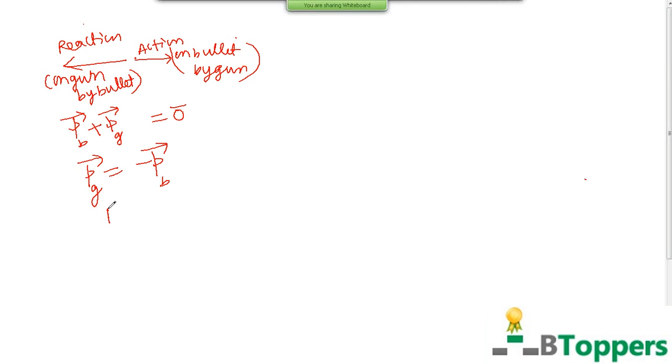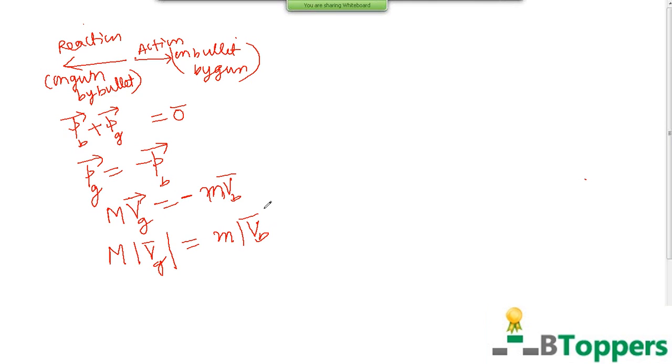The momentum of recoil of the gun is equal to the mass of the gun times the velocity of recoil of the gun. The momentum of the bullet can be written as the mass of the bullet times the velocity of the bullet. VB bar is the velocity of the bullet just after firing. Small m is the mass of the bullet. Capital M is the mass of the gun. VG bar is the velocity of recoil of the gun just after firing. The negative sign indicates that the velocity of recoil of the gun is opposite to the velocity of the bullet. So if you consider only magnitudes, the mass of the gun times the magnitude of velocity of recoil of the gun is equal to the mass of the bullet times the magnitude of velocity of the bullet.